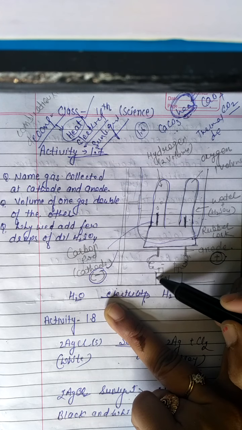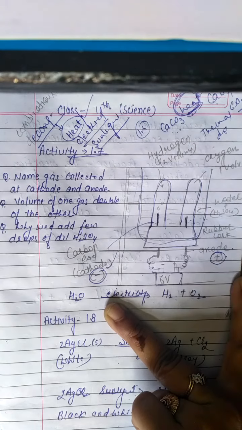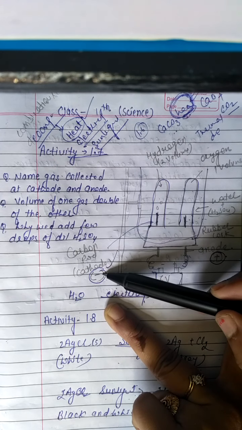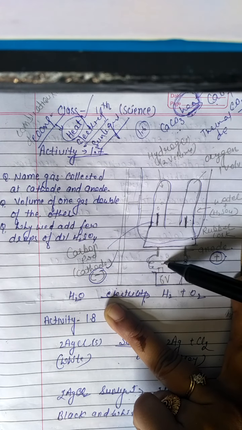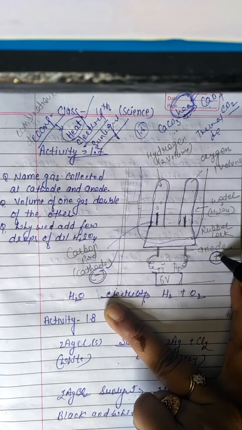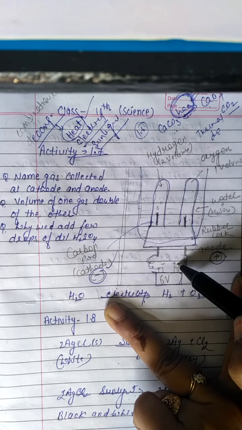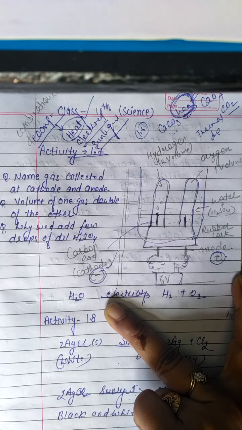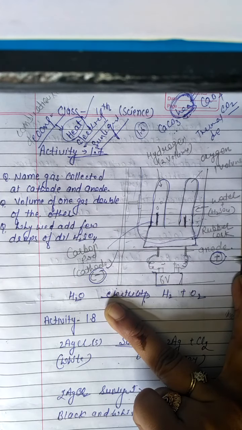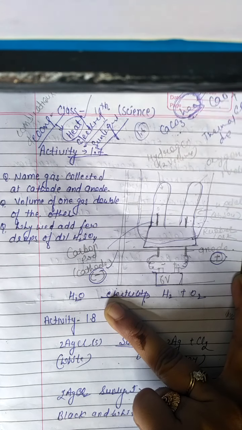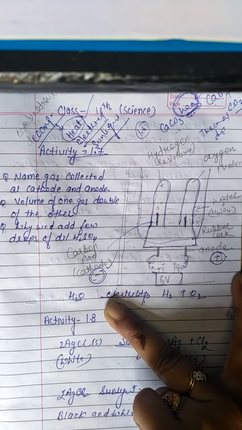The wire is attached to a 6-volt battery. The negative terminal of the battery is attached to the negative electrode, and the positive terminal of the battery is attached to the positive electrode. After that, we put in the water. We do the electrolysis of water. The decomposition that takes place in the presence of electricity is called electrolytic decomposition.